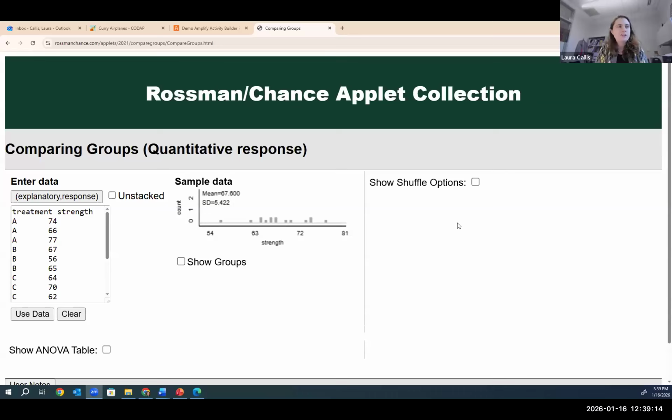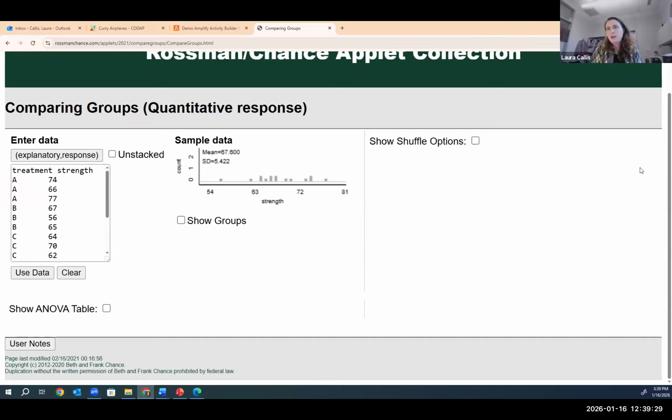Yeah. So I can pull up the Rossman Chance applet and show you how we did that. So it's this one here, comparing groups. Do you want to share your screen, Laura? Yeah, sorry. I'm just going to use the default data to show it, because I don't have the CODAP data sorted, it's really zoomed in. I don't have just the two airplanes data, I have them all kind of mixed together. So I'm just going to use the existing data right here. So this is saying that you got a particular treatment, A, B, or C.